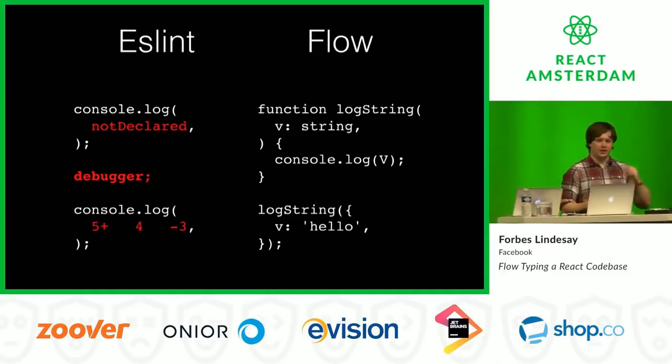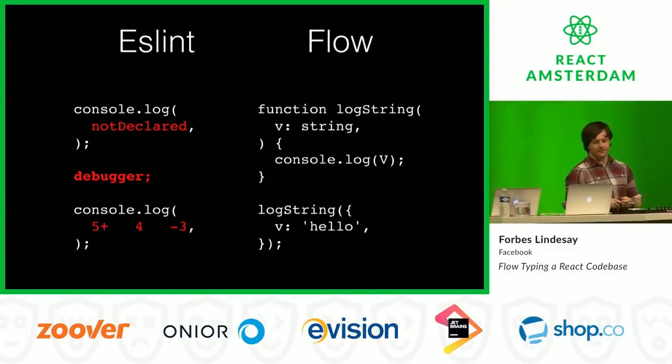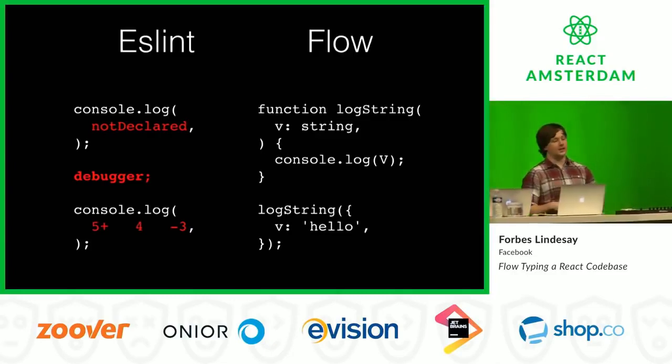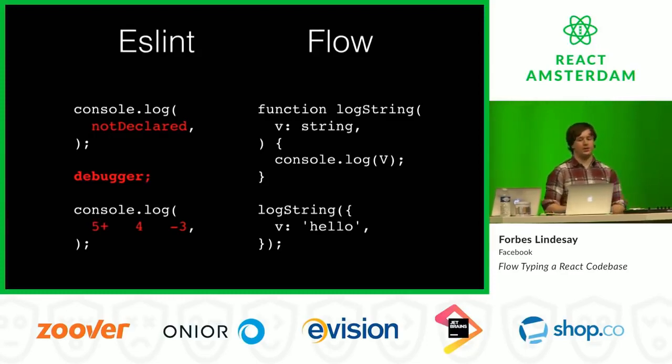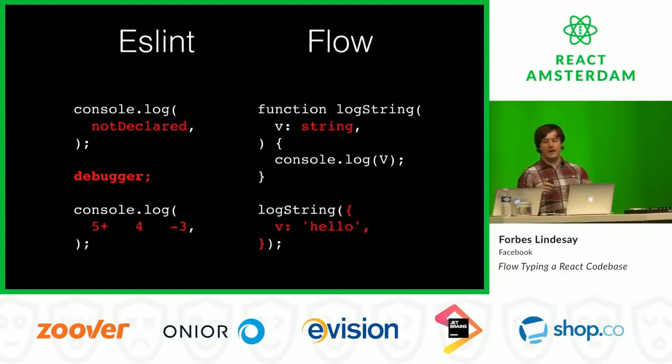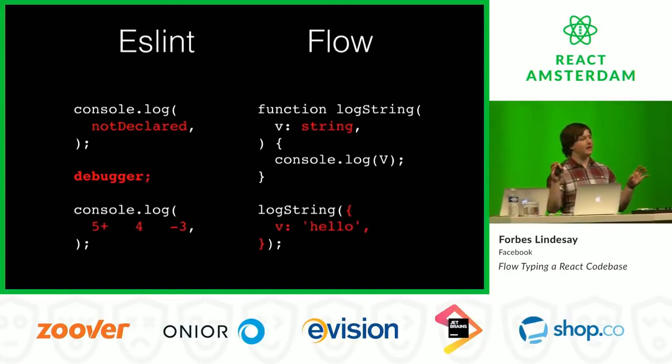Flow catches much more subtle and complicated bugs. So in this example, I've got some function that takes a string and logs it, but I've annotated it using Flow. So that colon string after the v argument of the logString function says this value is a string. And Flow is therefore going to point out that the value I'm passing to logString actually isn't a string, because the curly braces there say it's an object literal. So I'm passing an object here into a function that I expected to receive a string, and Flow will be able to match up those two and say, hey, these don't match.